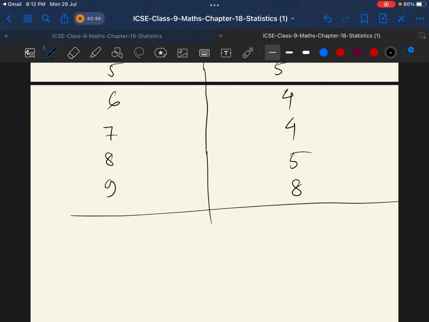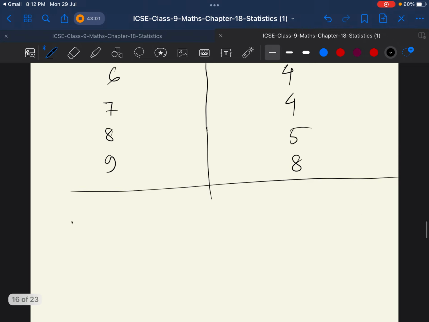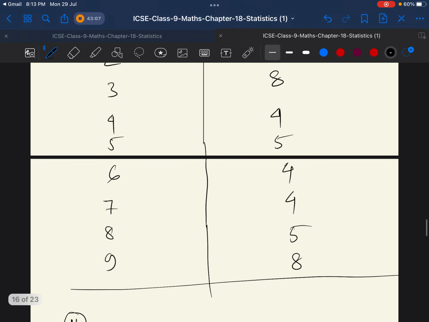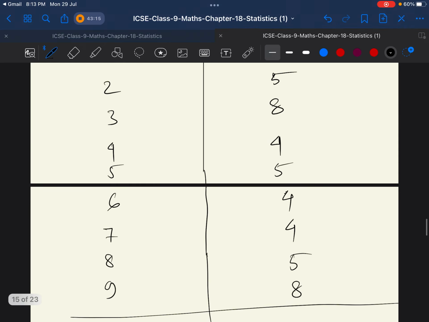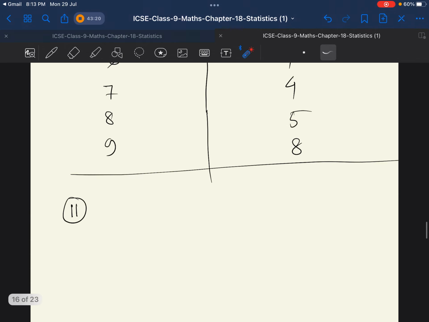Which are the most and the least occurring digits? So here we get a frequency distribution table. Now question number 2, which are the most and least occurring digits? So most occurring digit is here 3, 8 times and also 9.